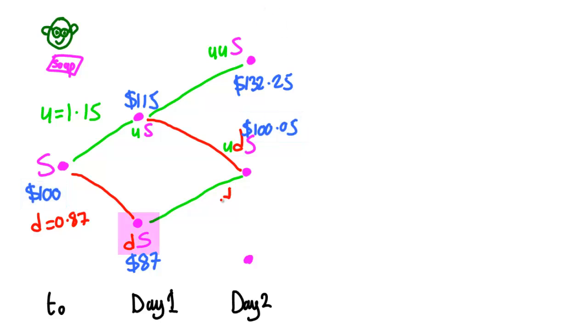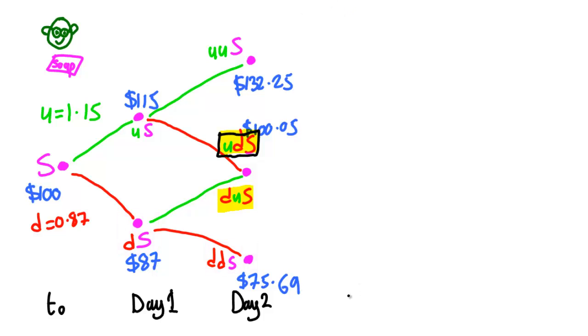From the second node at $87, it could go up to D times U times S, which is also equal to $100.05. Notice there are two ways to reach this node. We usually though call this node UDS, going from the top down, even though technically it's also node DUS. Let's do that final possibility then. The price on day 2 could drop from $87 to become D times S, which is $75.69.